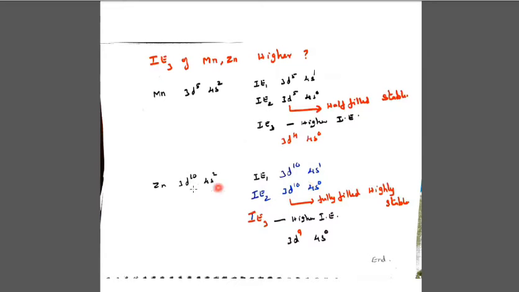The oxidation state of zinc is only +2 because it is very stable, and it is very difficult to remove further electrons. The third ionization energy requires more energy because of the completely filled d, stable electronic configuration. It has a very high ionization energy to become 3d9.